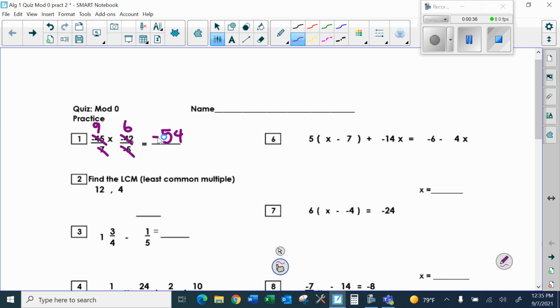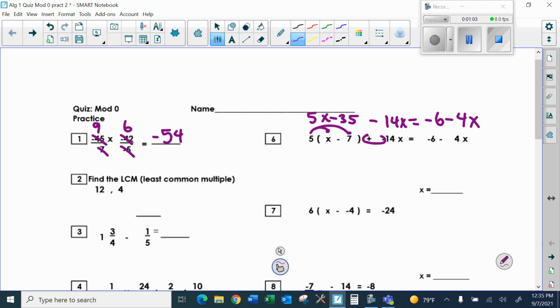Number 6, we're going to go across here. First we distribute, then combine like terms. So we have 5x minus 35, and then a positive times a negative is a negative. So minus 14x equals negative 6 minus 4x.